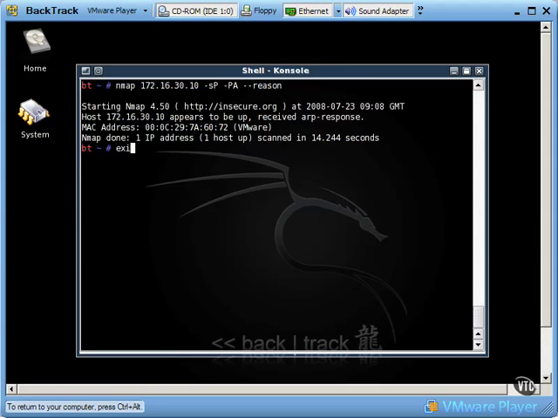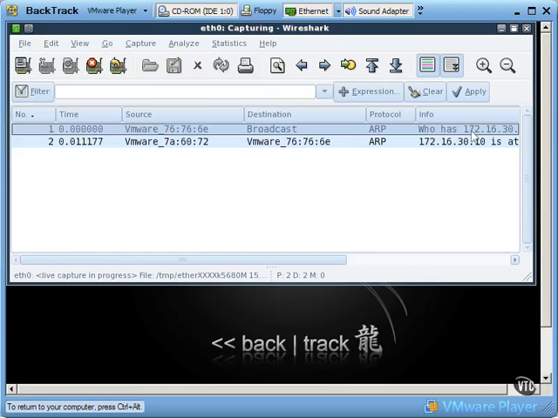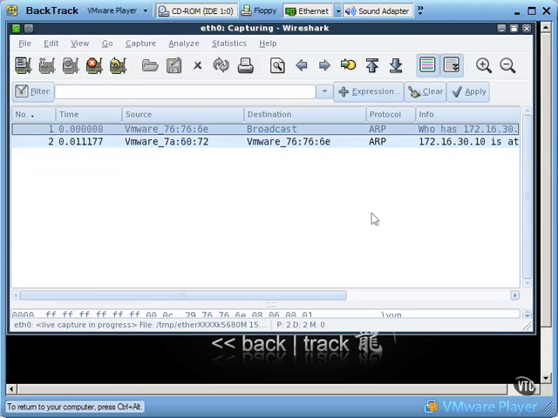So let's go ahead and look at our Wireshark capture and what we got here. We actually got a broadcast back, and this is on the computer that we were running the scan from. So we got a broadcast, an ARP went out, and an ARP came back. So we got that reply back.